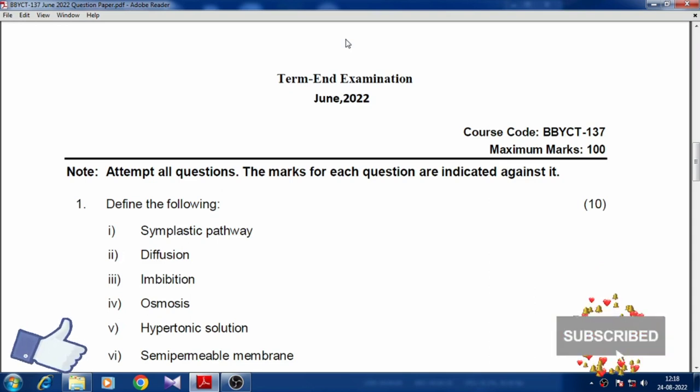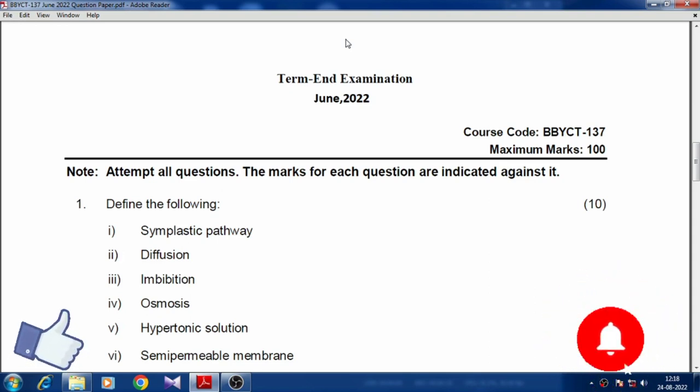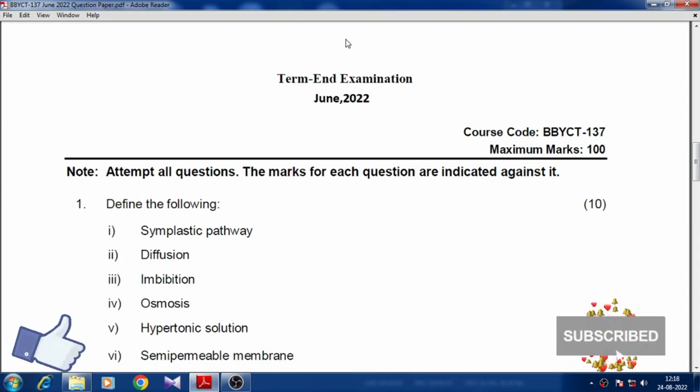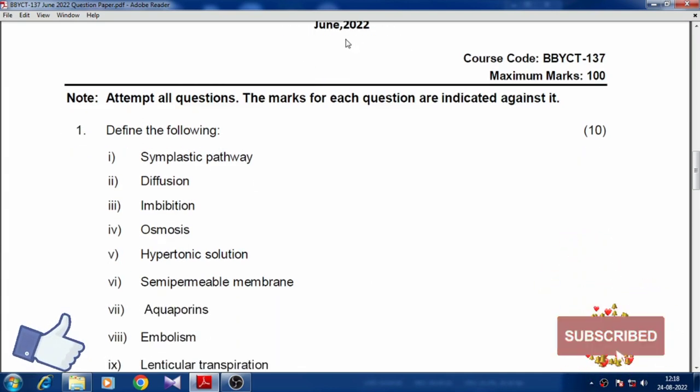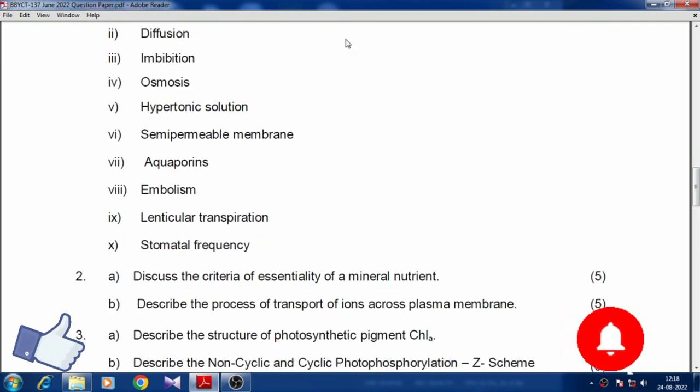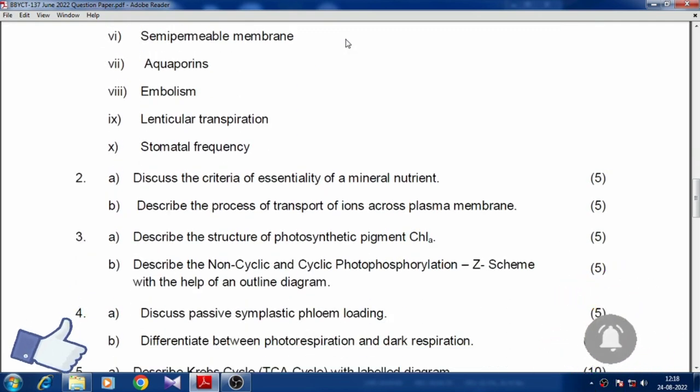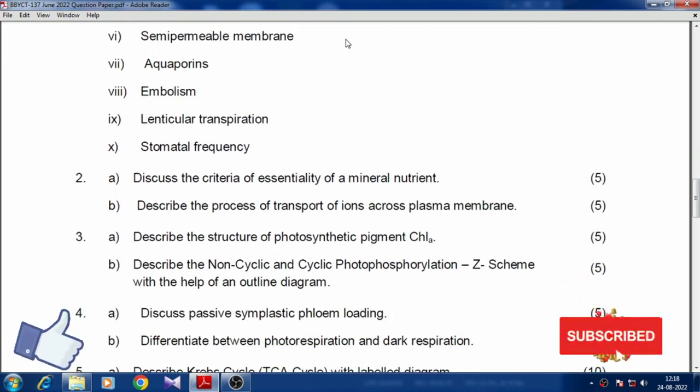Define the following: symplastic pathway, diffusion, imbibition, osmosis, hypertonic solution, semi-permeable membrane, aquaporins, embolism, lenticular transpiration, stomatal frequency.